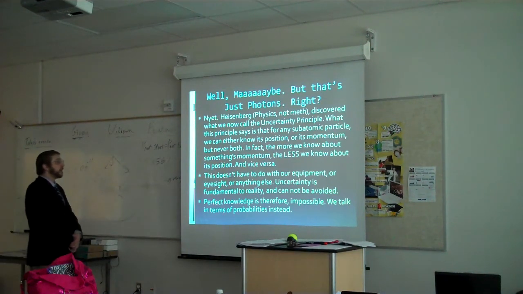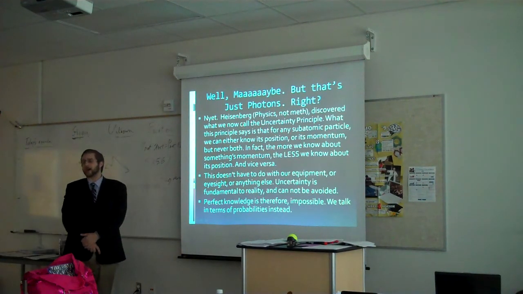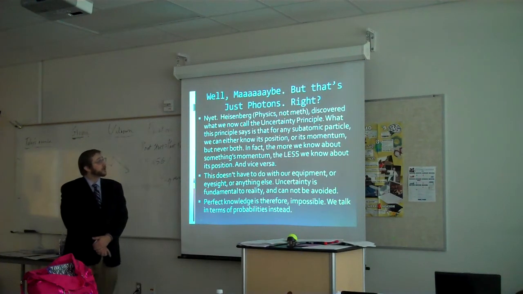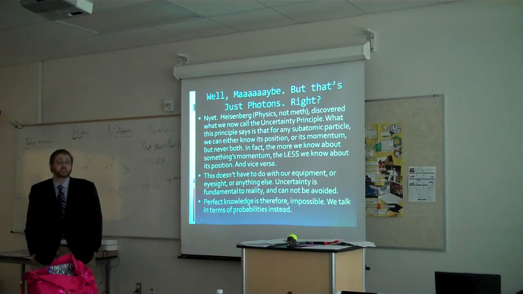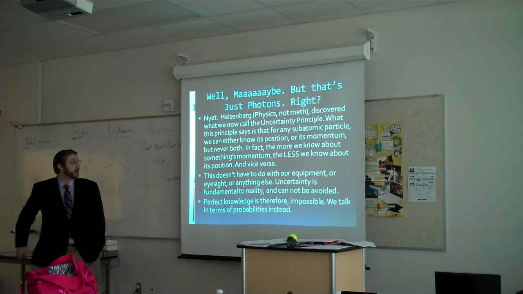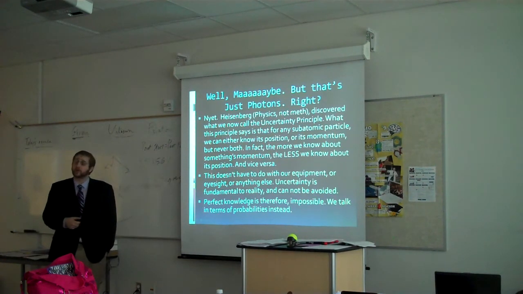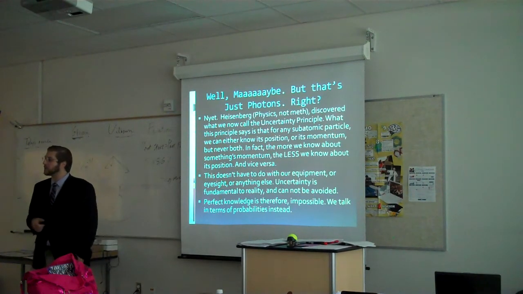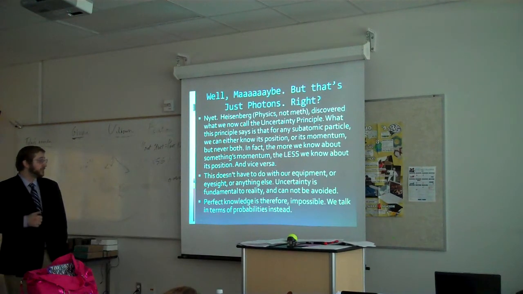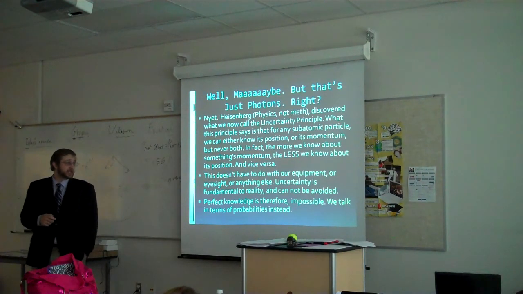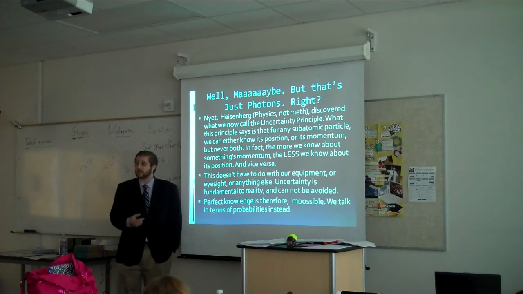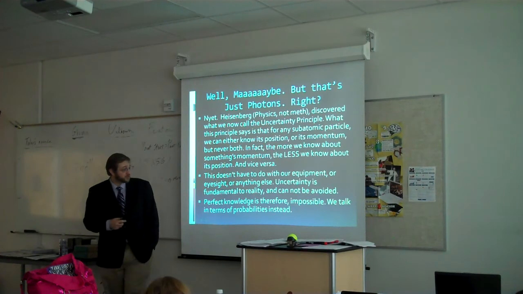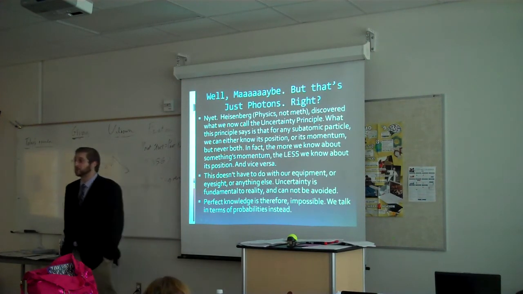Turns out, no. Heisenberg, and that's physics, not math, discovered what we now call the uncertainty principle. The uncertainty principle says that for any subatomic particle, we can either know its position or its momentum, but not both. In fact, the more we know about how something is moving, the less we can know about where it is. And that doesn't have to do with our equipment, or with our eyesight, or with anything else. Uncertainty is fundamental to reality. We can't avoid it. And that means that perfect knowledge of anything is impossible.